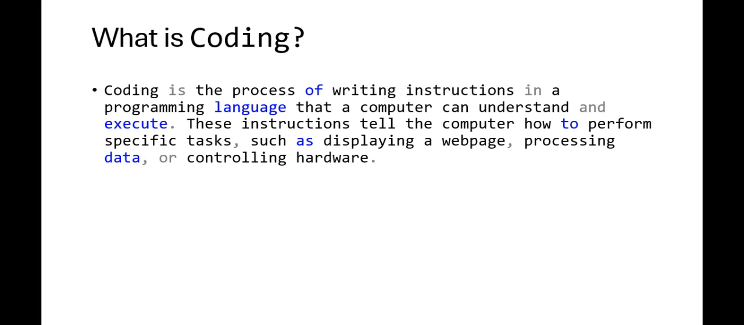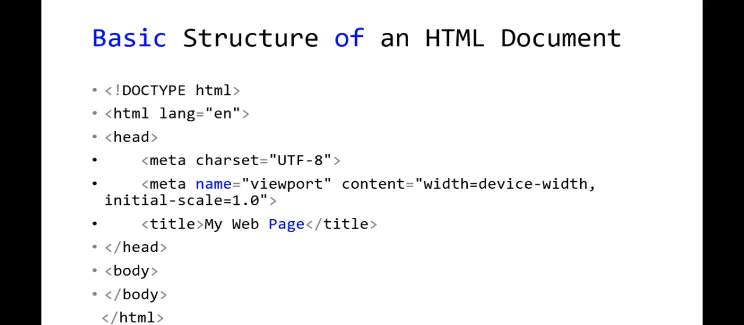We have some tasks to perform, we have some things to display, we have some information to process. So we are going to be typing in a programming language. There are different programming languages, so we are going to use a specific programming language for this course. We are going to be typing them and using them to give instructions to our computer. So coding is just the process of writing your programming language in order to give instructions to your computer.